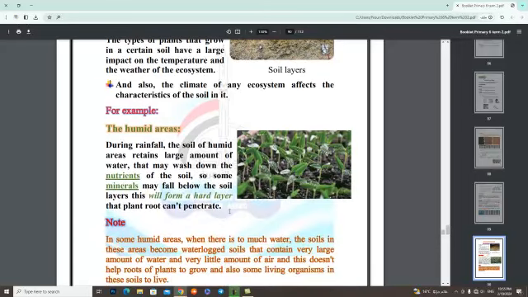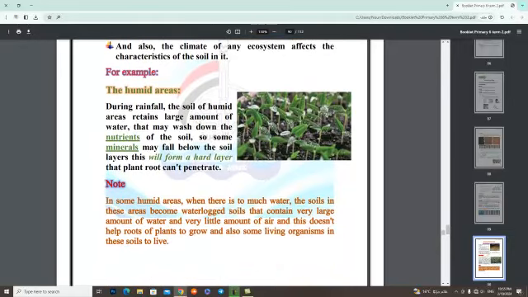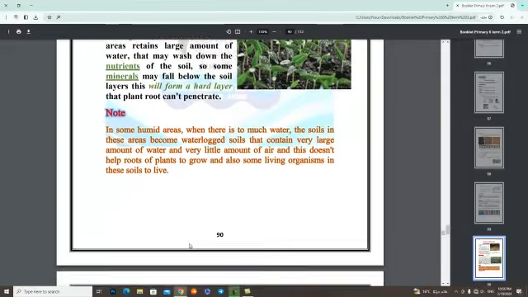For example, the humid areas. During rainfall, the soil of humid areas retains a larger amount of water that may wash down the nutrients of the soil. So some minerals may fall below the soil layers. This will form a hard layer that plant roots can't penetrate. Note, in some humid areas, when there is too much water, the soils in these areas become waterlogged soils that contain a very large amount of water and very little air, and this doesn't help the roots of plants to grow and also some living organisms in this soil to live.